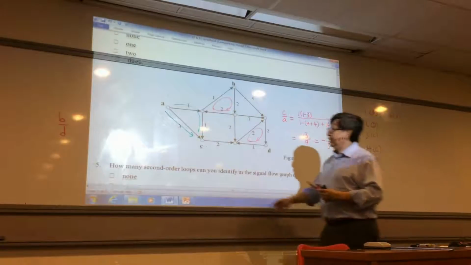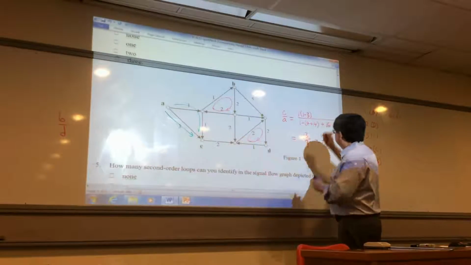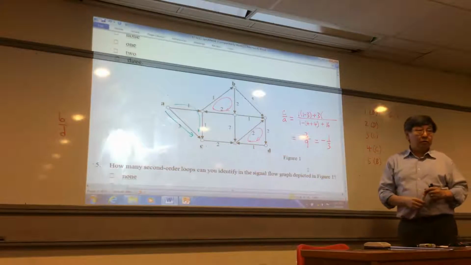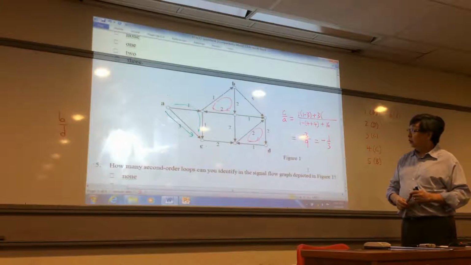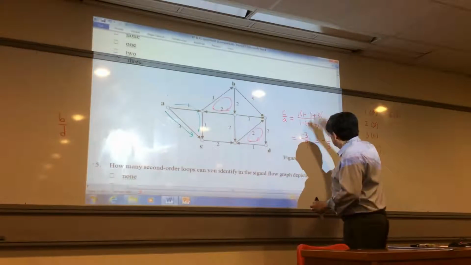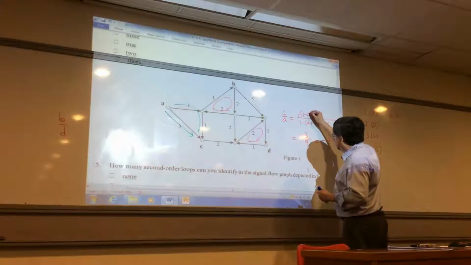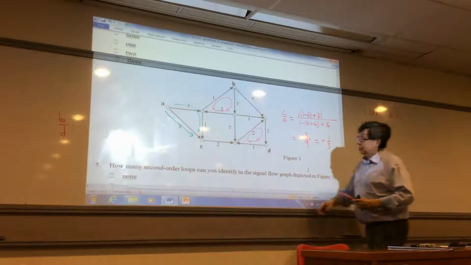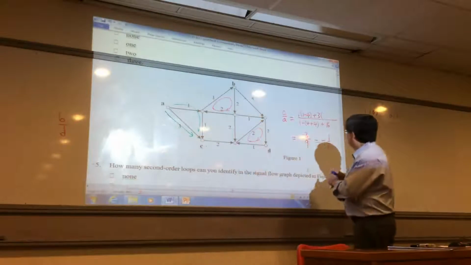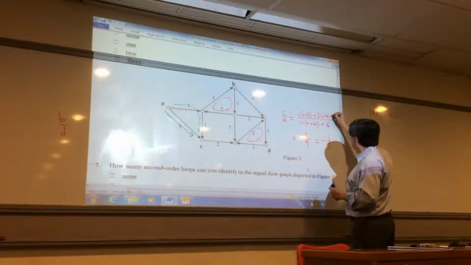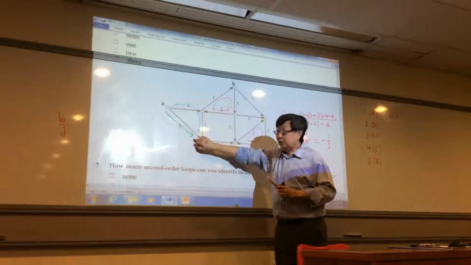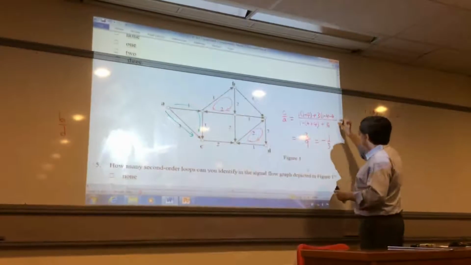Right? And then this one here, plus 3 times 1 minus 4. Oh yeah, 1 minus 4, sorry. So this second path is 3. This and this do not touch, so it's 1 minus 4 minus 4. And these two form a second order loop, and it does not touch the green path, so it's plus 16.